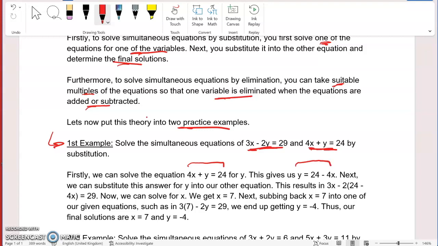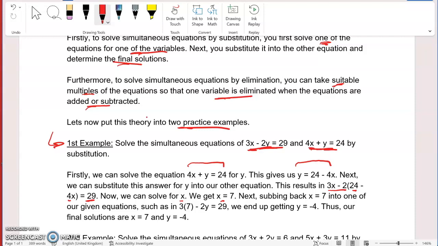Next, we can substitute this answer into our other equation for y. This will result in 3x minus 2 brackets, this is where the substitution is, 24 minus 4x, equals 29. Now we can solve for x. We get x equals 7 once we solve this for x.